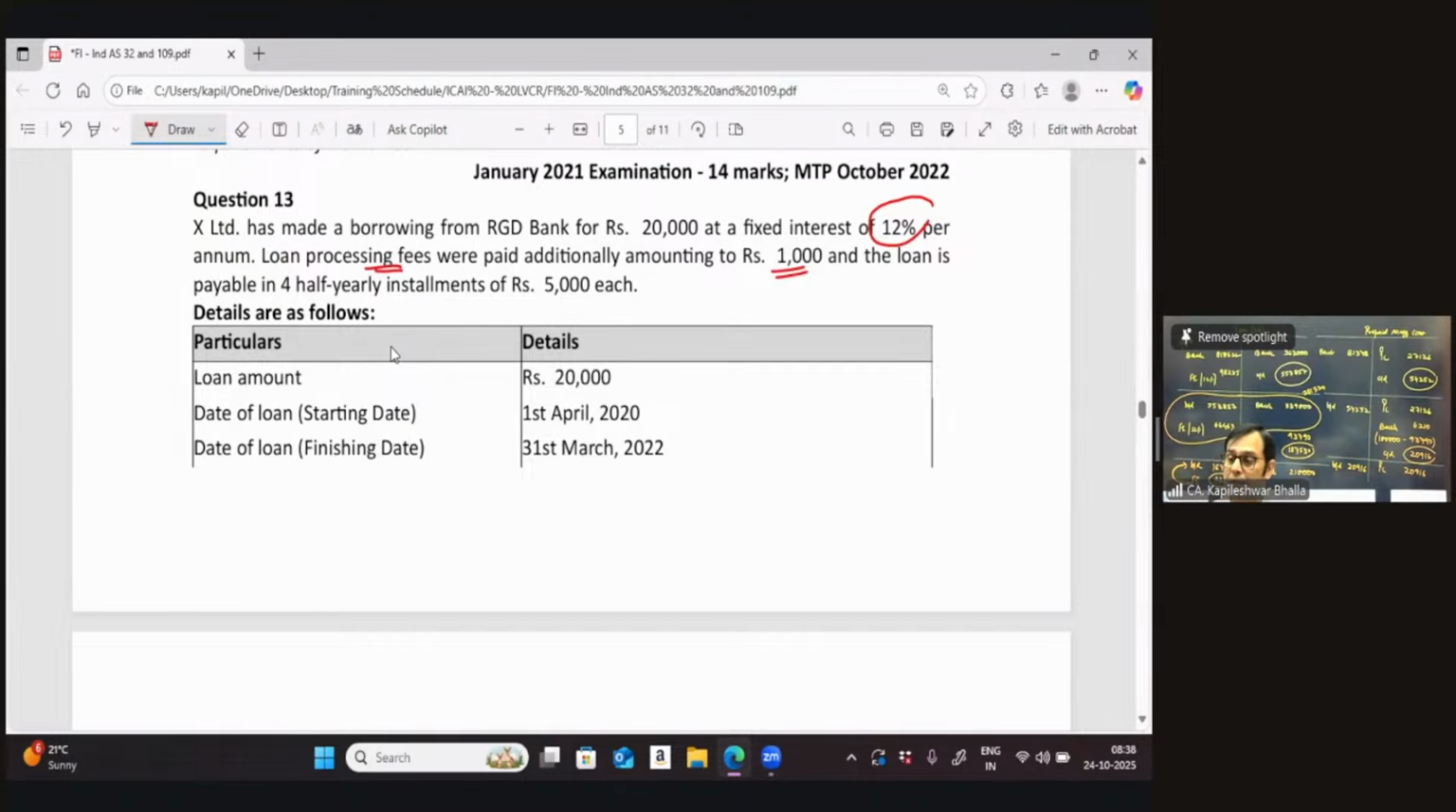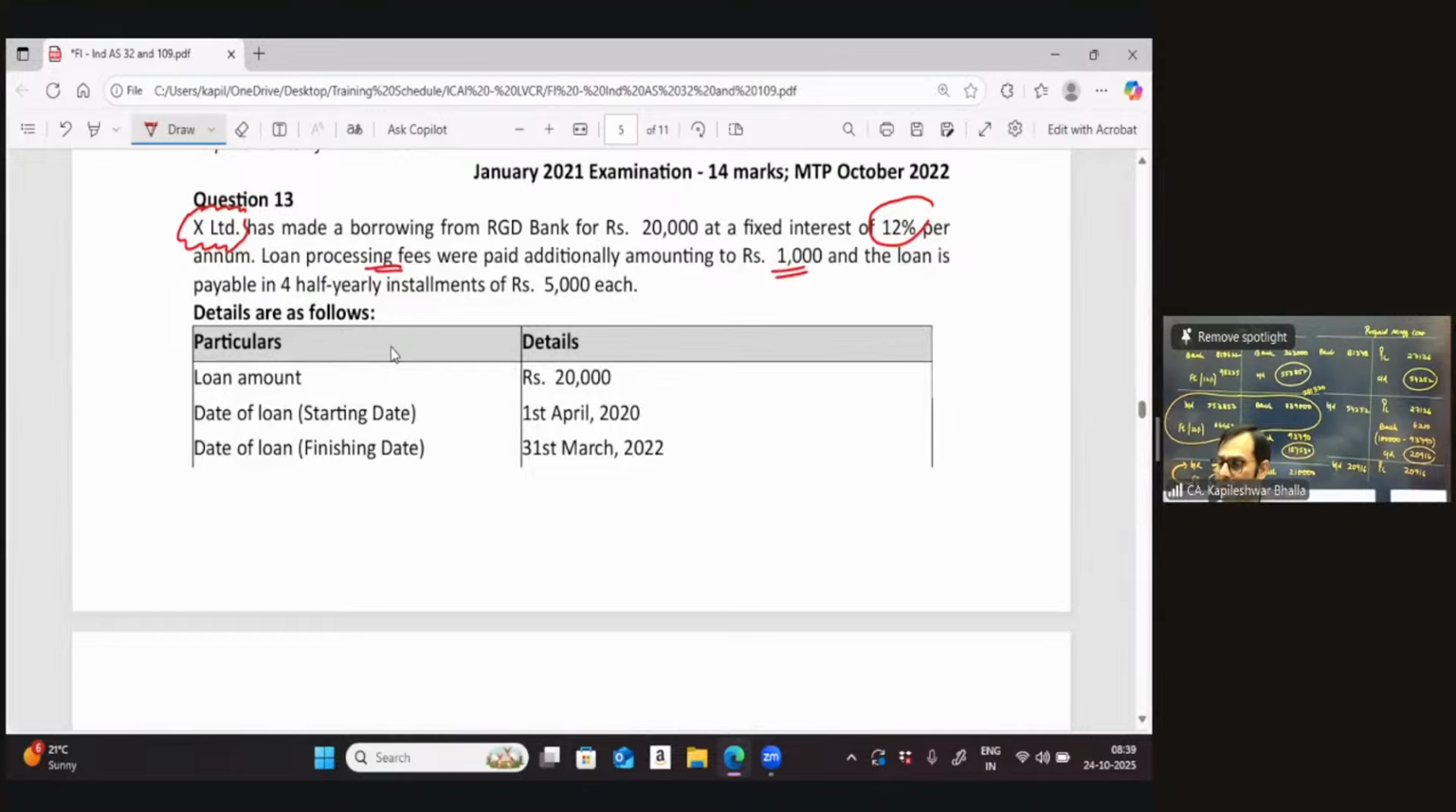So when the banker is going to charge you a processing fee of 1,000, what are you going to do with this amount? For the bank, it becomes an advance, but for X Limited, it becomes a financial liability. We are looking at the accounting in the books of X Limited, by the way. So do let me know what will be the accounting treatment of this processing fee in the books of X.